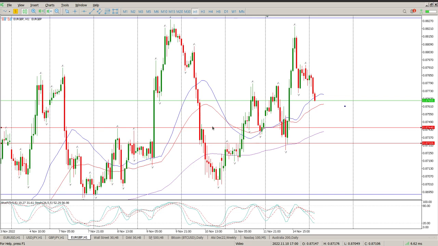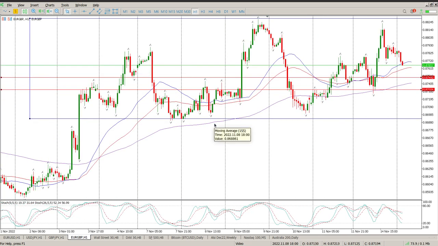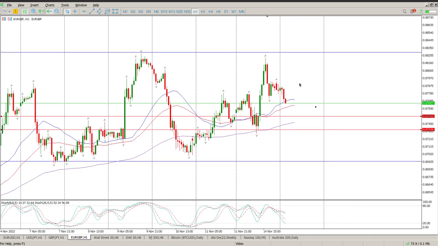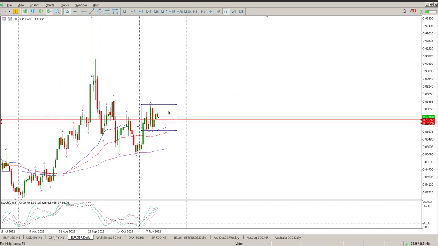Let's just look for structure here. There is a little bit of structure here. Okay, so what I'd be looking at here is we are in an uptrend. You're looking for opportunities to buy. So there is another scenario that we can play out. I just want to get rid of the chaos here.